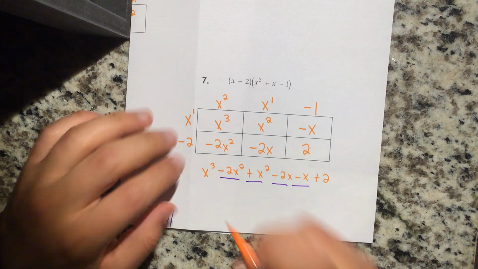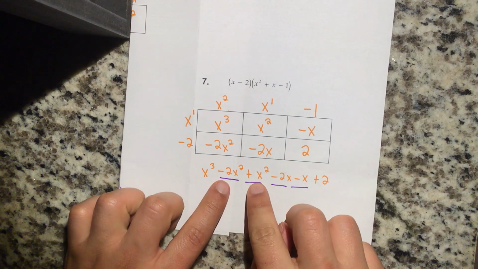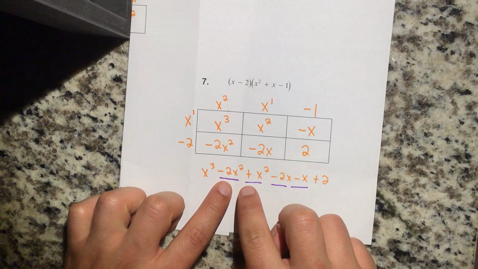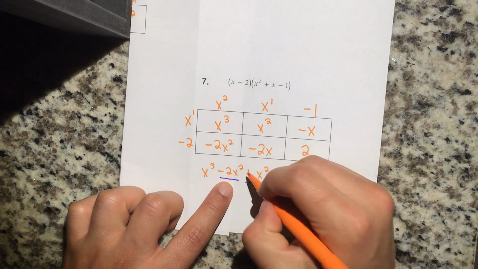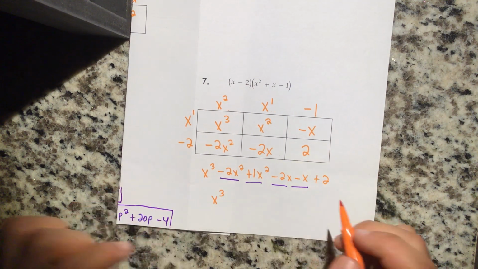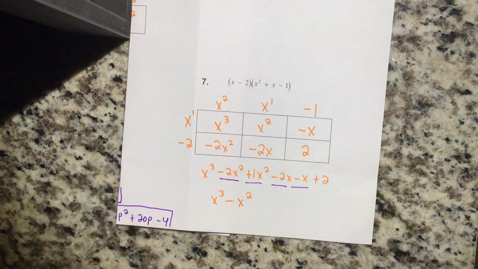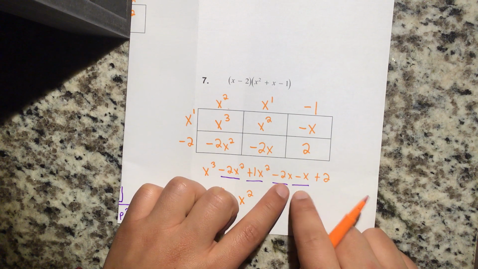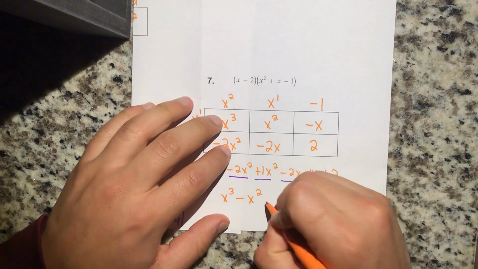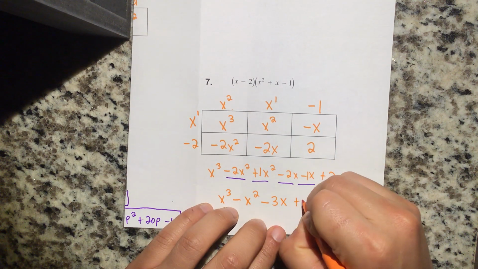So when we do that, I get x to the third, that's gonna stay the same. And then here, negative 2x squared plus x squared, that's negative 2 plus 1, which gives me negative 1, so minus x squared, okay? And then here, negative 2x minus x, that's negative 2 minus 1, so that's negative 3x, okay? And then I just bring down the plus 2.